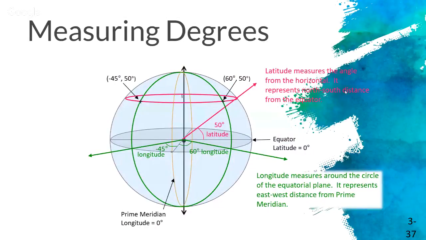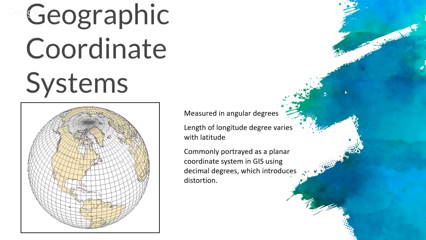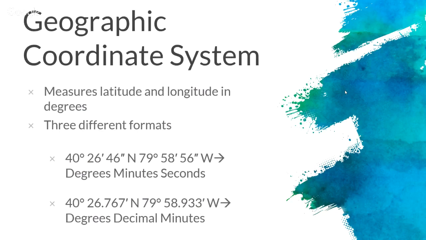To keep it simple, it's just the degrees from the equator and the degrees away from the prime meridian. That's how the degrees are measured. And you can see the degrees in 3 different ways. You can see it in degrees, minutes, seconds. So we have the degrees, we have the 26 minutes and the 46 seconds.